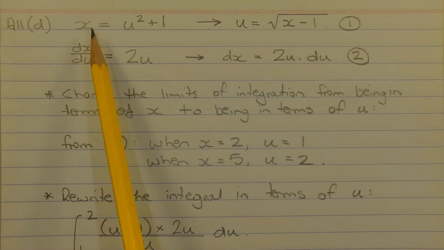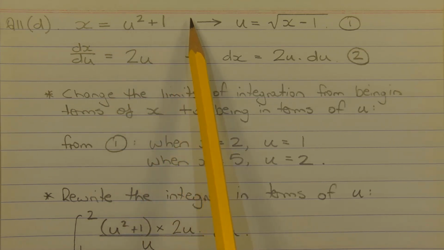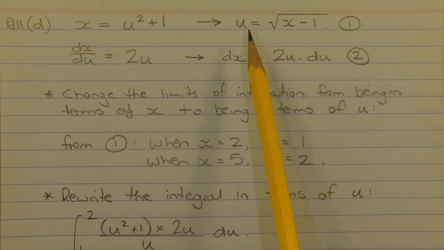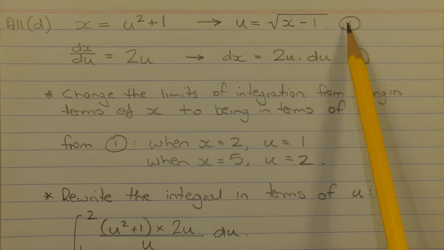Let's start off with the substitution. Now we have x equals u squared plus 1. Now I'm going to rearrange this substitution to make u the subject. So we have u is equal to the square root of x minus 1. Now I'm going to call this equation 1.